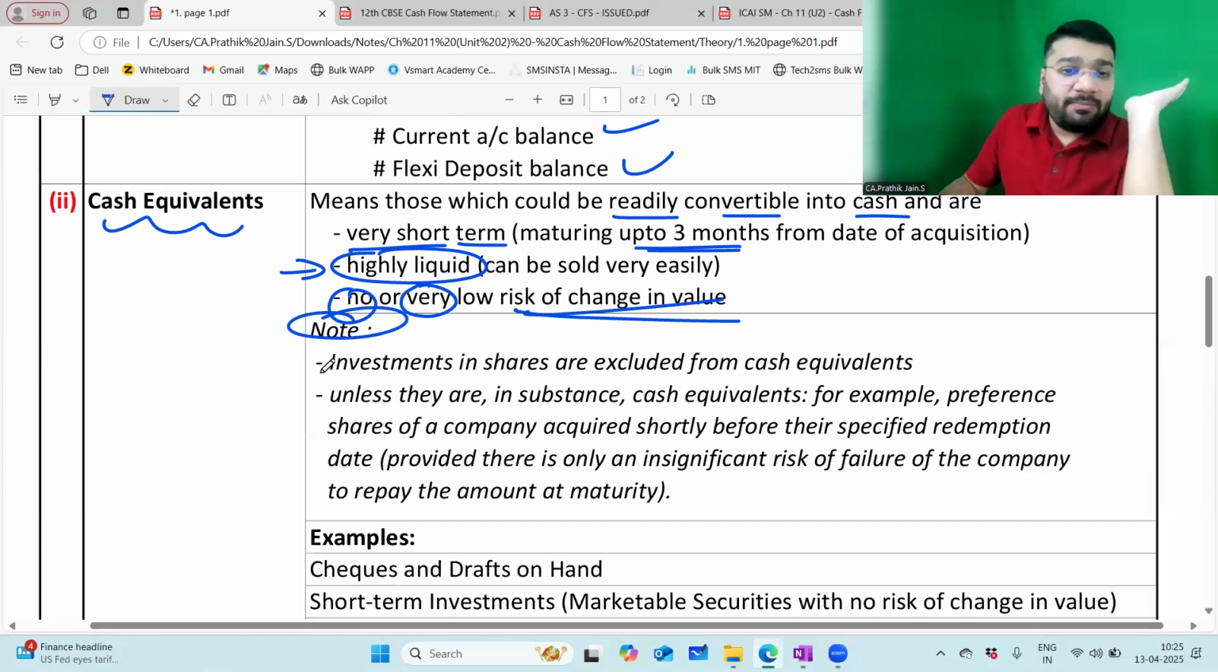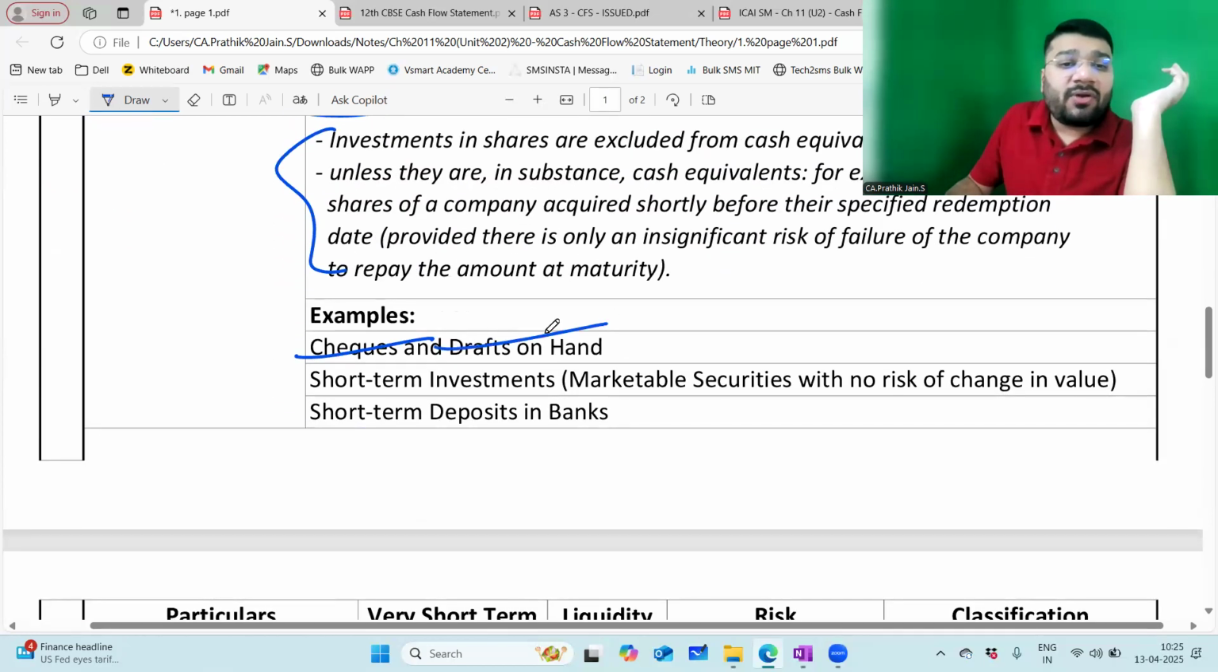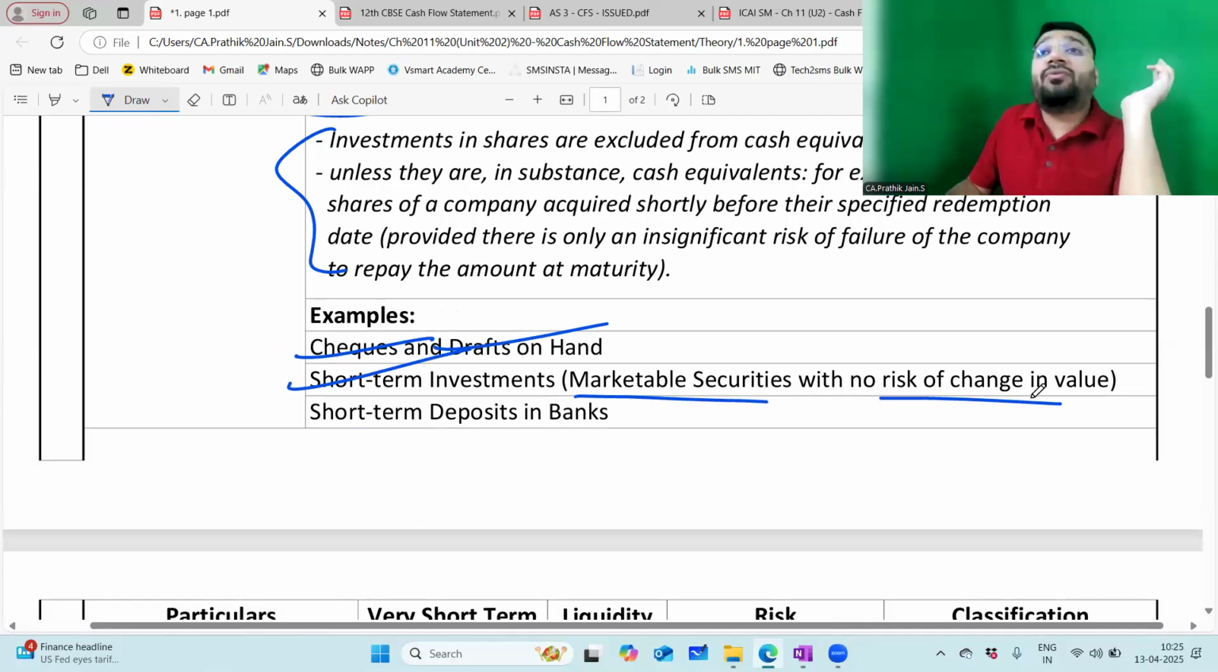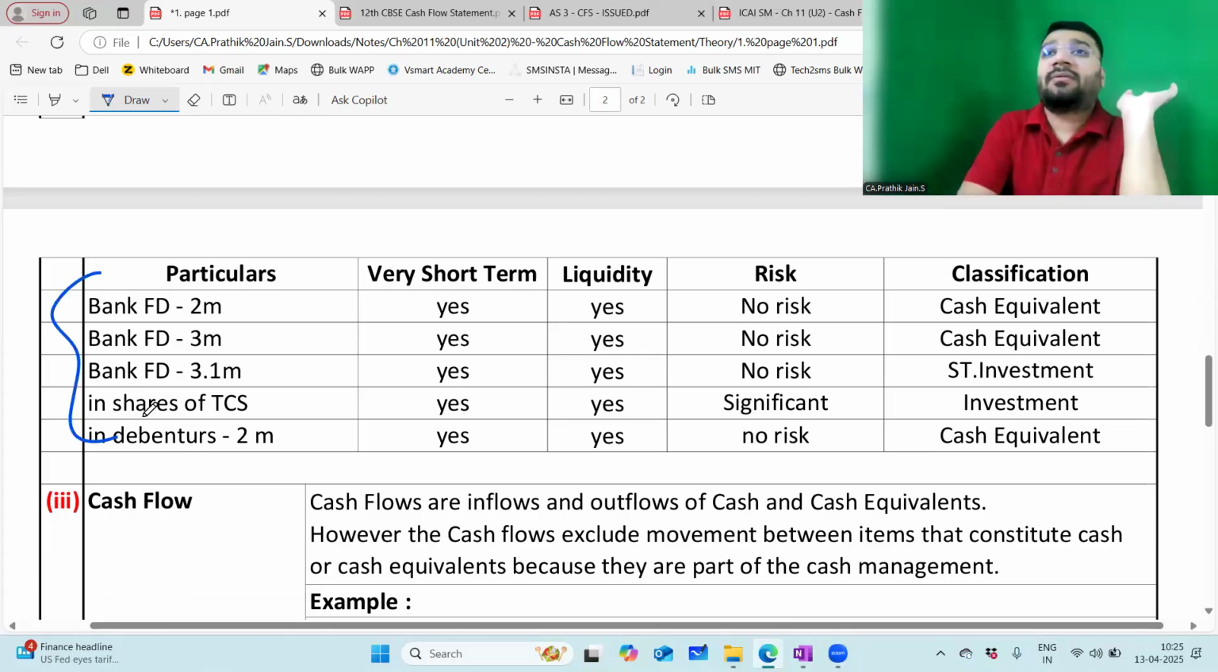The note also discusses preference shares as an example, I'm not getting into it. Examples: cheques in hand, drafts in hand, short-term investments, meaning marketable securities with no risk of change in value, plus the amount comes back to you within 3 months, and third, highly liquid. Short-term deposits in bank. So all these are examples. This also we saw. Any problem in this? No.